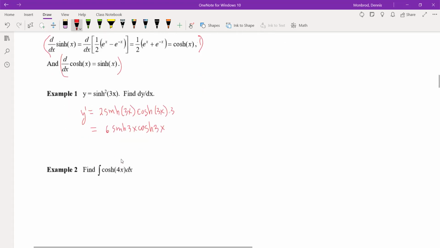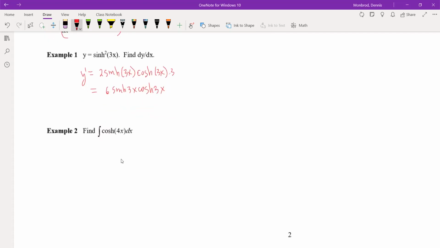Okay, next one, we have an integral. Now, if we look at this, we know that it would have to come from this. This part of the antiderivative would have to be this in order to produce a cosh. But we'd also need, because the derivative of the sinh of 4x would be cosh of 4x times 4, we would have to use a 4 underneath here to make that 4 cancel. So that would give us that result.